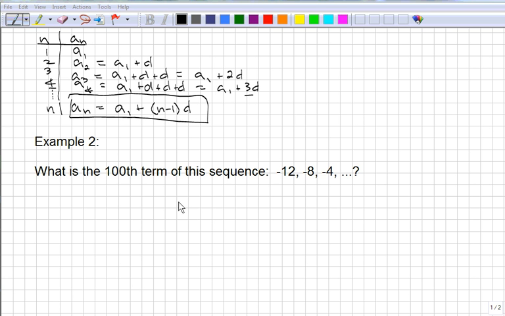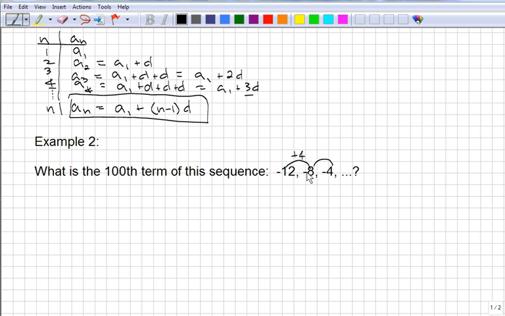Alright, let's take a look at some examples where we're asked to find an nth term of a sequence. Okay, so let's take a look first of all at this sequence. Now this looks a little different because we're starting with a negative number, but that's okay. We can look at the common difference, and you can see we're just adding 4 each time.